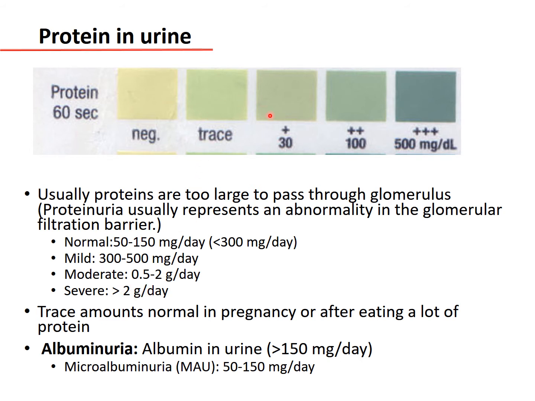Here you can see what the plus, 2 plus or 3 plus means in concentration. Trace amounts are normal in pregnancy or after eating a lot of protein. Albuminuria is when the albumin concentration in the urine is selectively higher than 150 milligrams per day. Microalbuminuria we talk about when it's ranging between 50 and 100 milligrams per day. That can be indicative of glomerular damage.